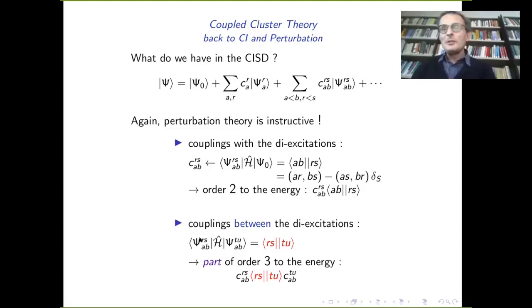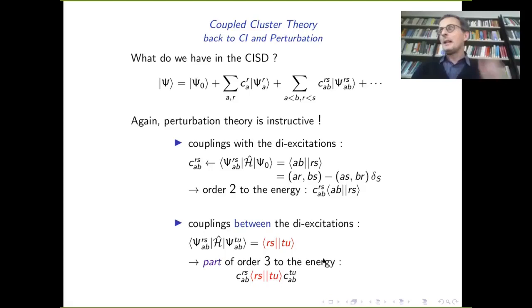So this means that you get these matrix elements coupling that can retrieve part of the order three also to the energy. So this means that somehow a truncation of a CI up to second order is not equivalent to a second order perturbation theory. You get more using a CI calculation because you get part of order three. And as you can see, it's just part of the order three.